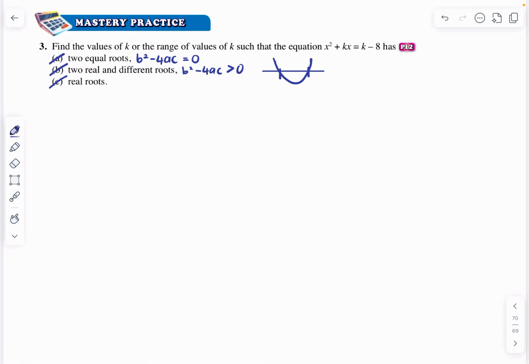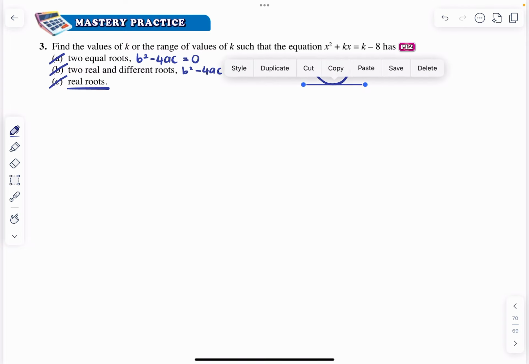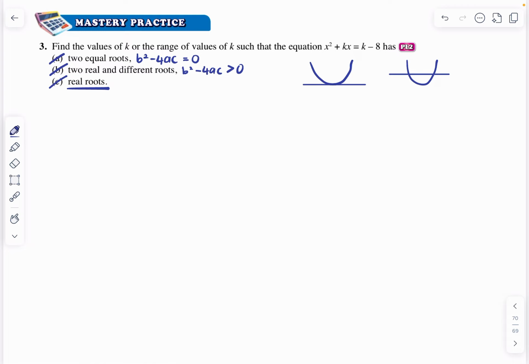And C is maybe the new part that you've never seen before. They say real roots. If they say real roots, it can either be real and equal roots like A, or it can be real and different roots like B. They didn't say two real roots or one real root. So in this case, it can either be equals or more than. So this would be more than or equals to 0. That's the difference.